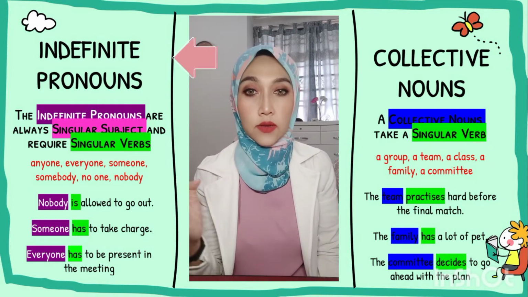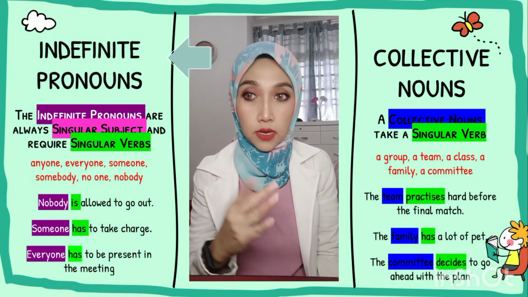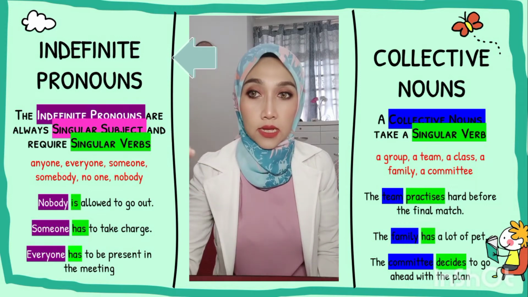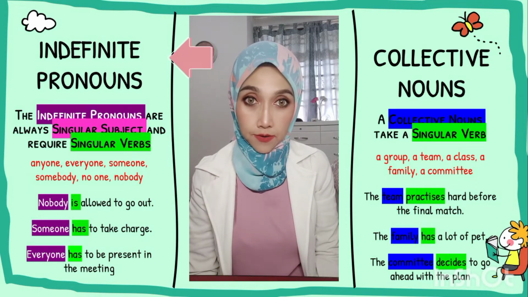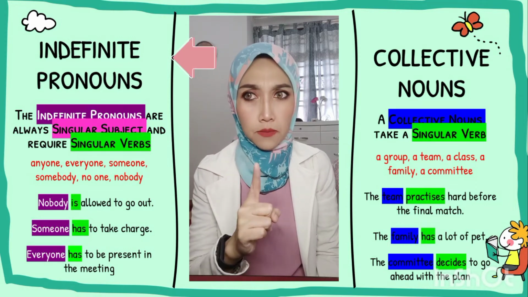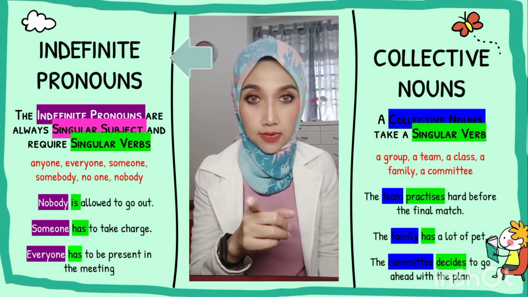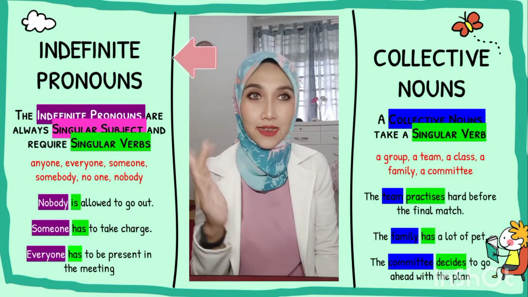Like is, has. Okay, nobody is allowed to go out. Someone has to take charge. Everyone has to be present in the meeting. So the green highlighted words are singular verbs. Easy, right? So you have to remember that words like anyone, everyone, someone, somebody must take singular verbs. Okay? Alright, next.